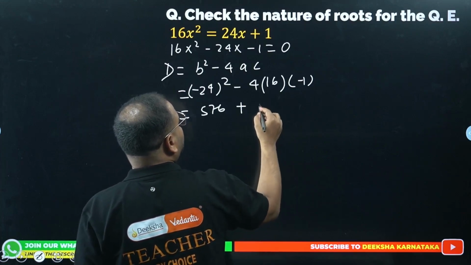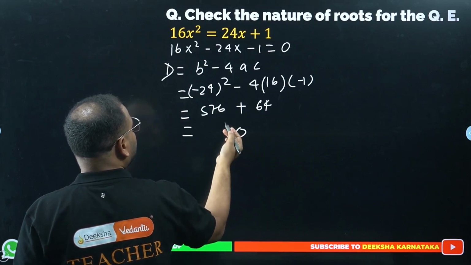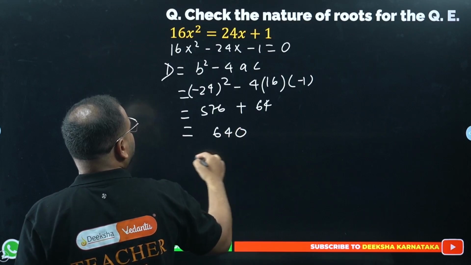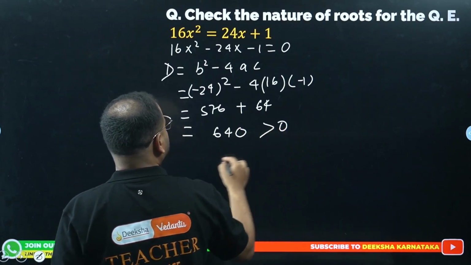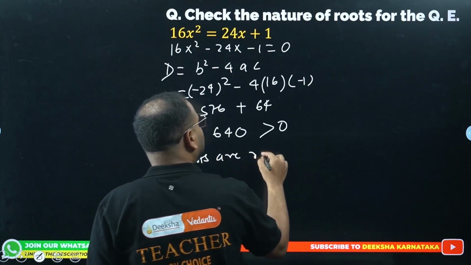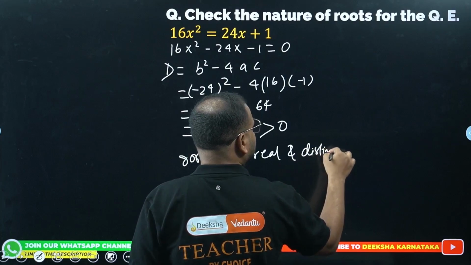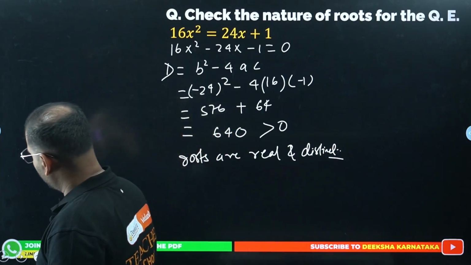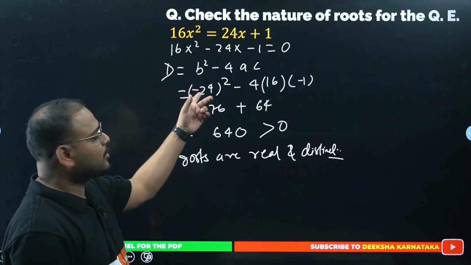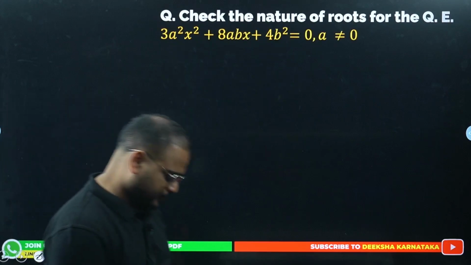Minus into minus will become plus. 16 fours are 64. What is the sum? 640. Is it a positive number greater than 0? Yes. It means roots are real and distinct. Easy question. Let's move on. Very easy question, okay? I'm not giving much time to this slide. Take the coefficients, use the formula, get greater than or equal to 0 and write the next problem.